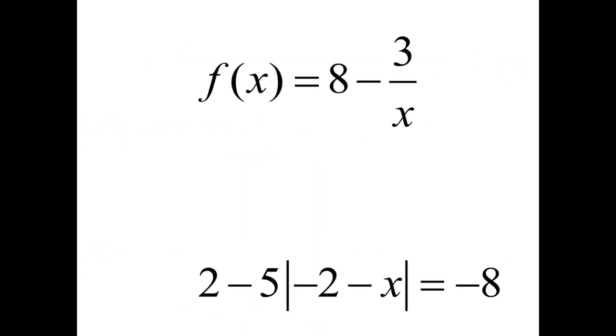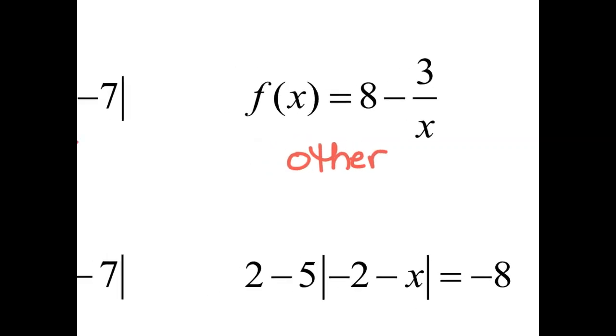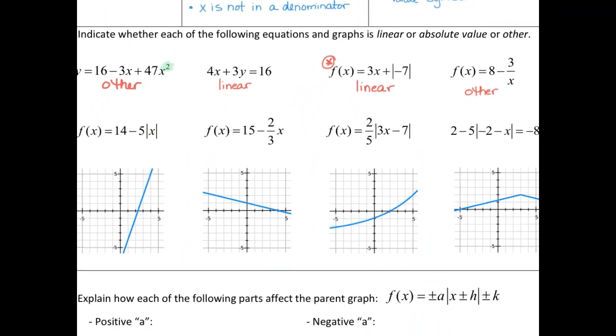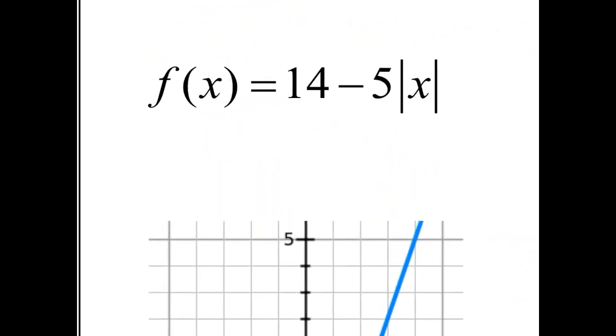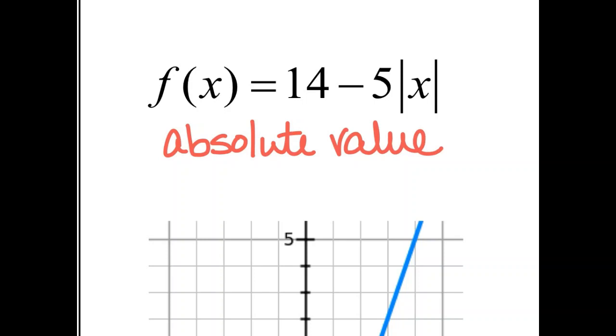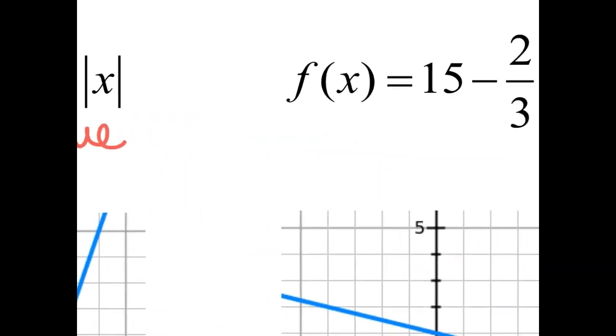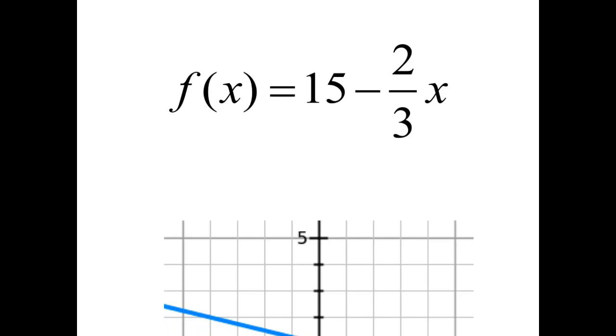In this equation, x is in a denominator, and so therefore it's not linear nor is it absolute value. So we're going to say that this is other. In the next equation, we have x inside of an absolute value symbol. So this is an absolute value equation. In this next one, your x is x to the first power, and it's not in a denominator. Therefore, this one is linear.